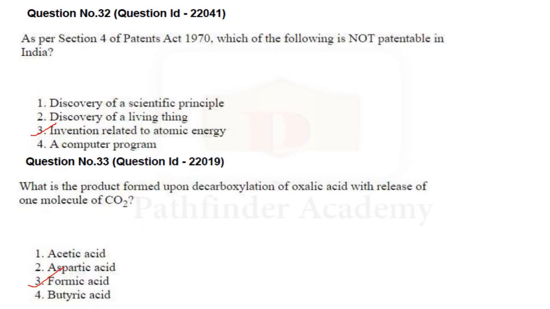Then, as per section 4 of the Patents Act 1970, which of the following is not patentable in India? So, invention related to atomic energy is not patentable in India. Answer is option 3. What is the product formed upon decarboxylation of oxalic acid with release of one molecule of carbon dioxide? So, oxalic acid upon decarboxylation will give you formic acid. Answer is option 3.